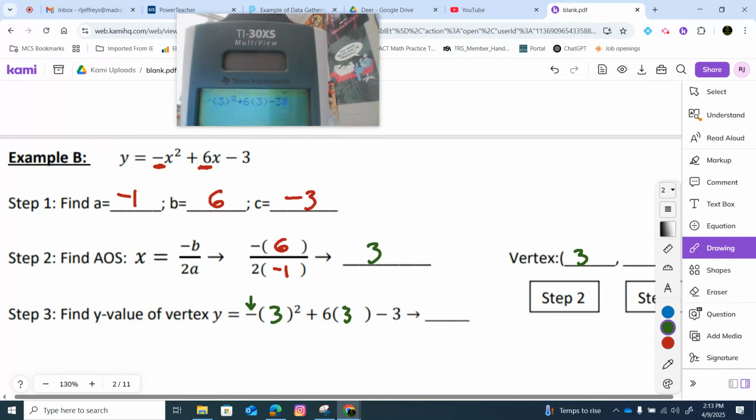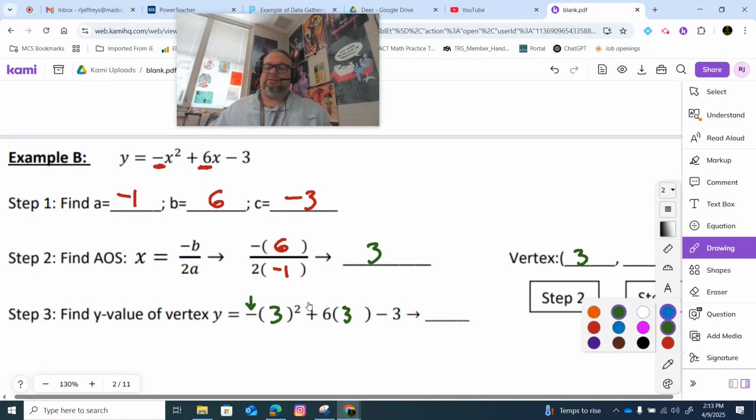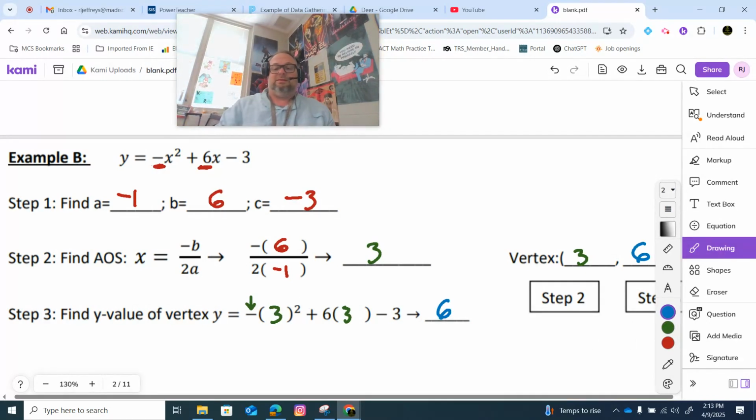Does my calculator look like my paper? Yes. Okay. I hit enter. What do I get? 6. You have 2 problems like this on the test.